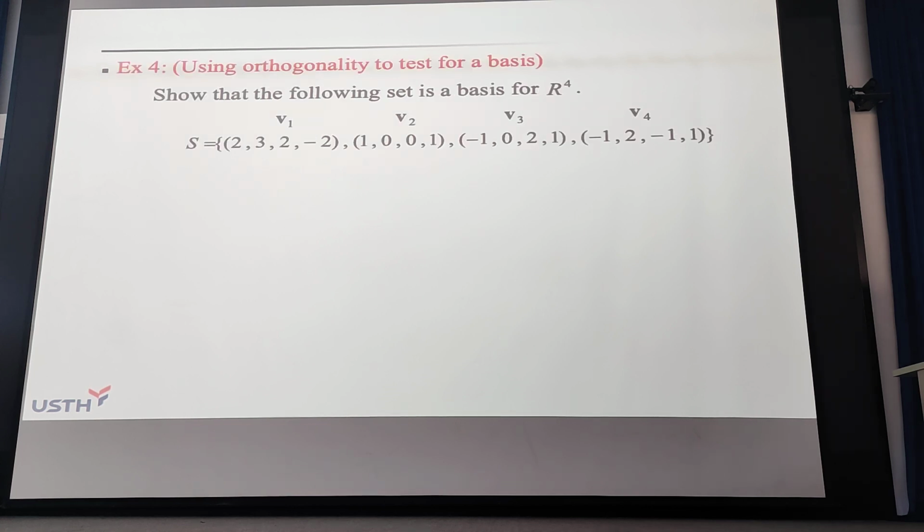And here is an example using that property. Now we consider R4, the Euclidean space R4. And we consider four vectors V1, V2, V3, V4, like that. You are required to show that the set is a basis for R4.